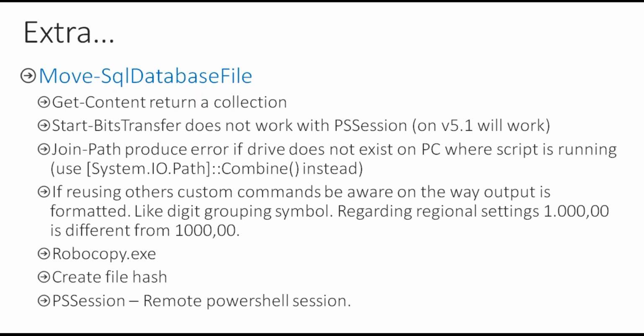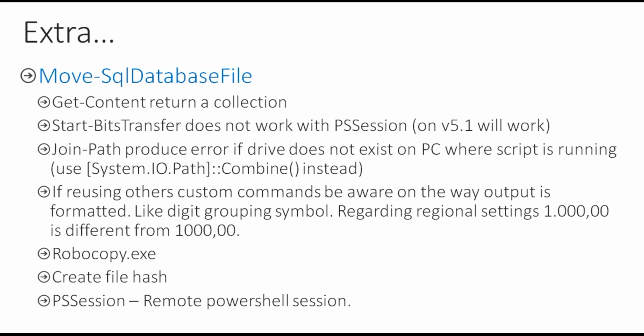If we are using other custom commands, you must be aware of the way the output is formatted. For example, we have some commands that bring the free space available on a drive, and the free space is about 1,000. But the output will be, for example, 1.000. Okay, and this is different from 1,000 comma 0,0. Because if I want to assign this value to an int or a long variable type, the 1.000 could fail, okay?